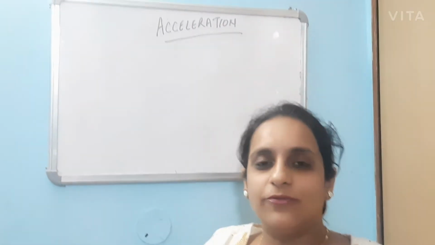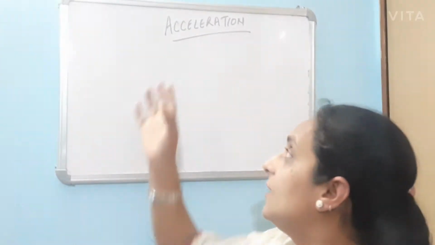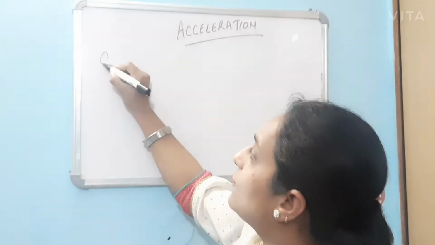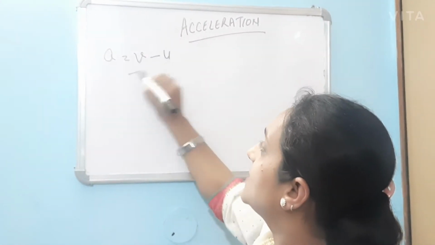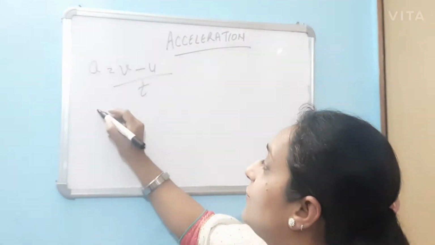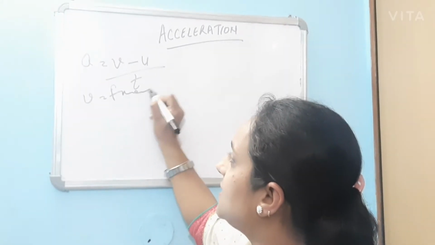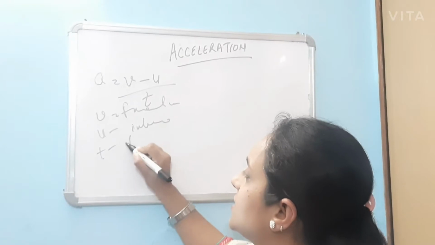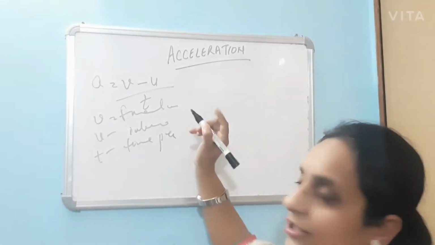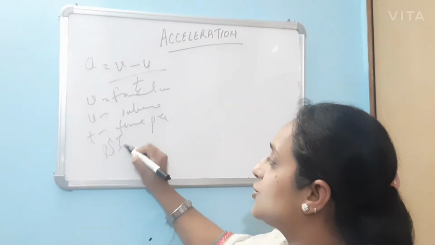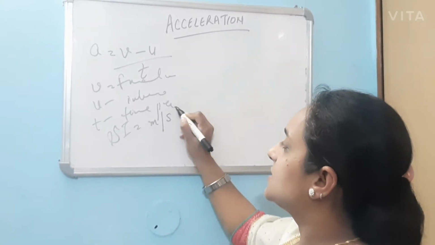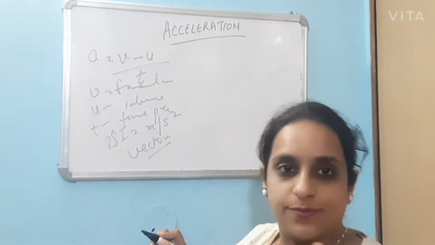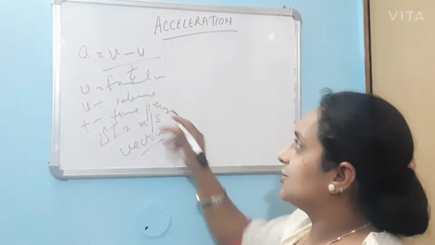In the last topic we did velocities and speed. Now we are going to do acceleration. Acceleration is the rate of change of velocity. It is denoted by this formula, where V denotes the final velocity, U denotes the initial velocity and T denotes the time period. Now what is the SI unit? The SI unit of acceleration is meter per second square and it is again a vector quantity. That is, it has magnitude as well as direction.